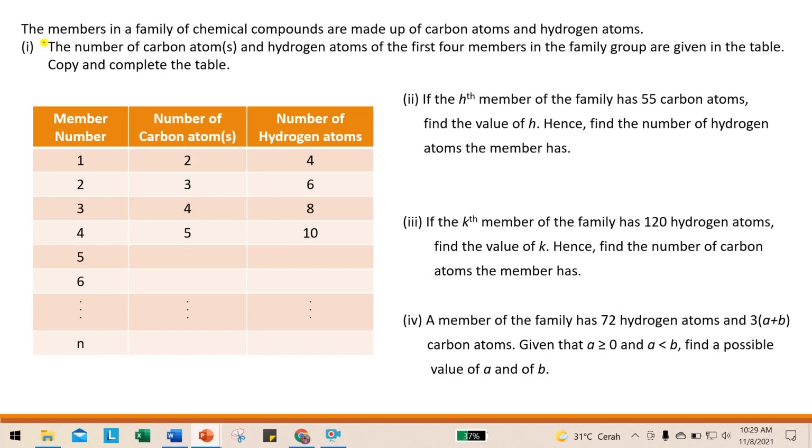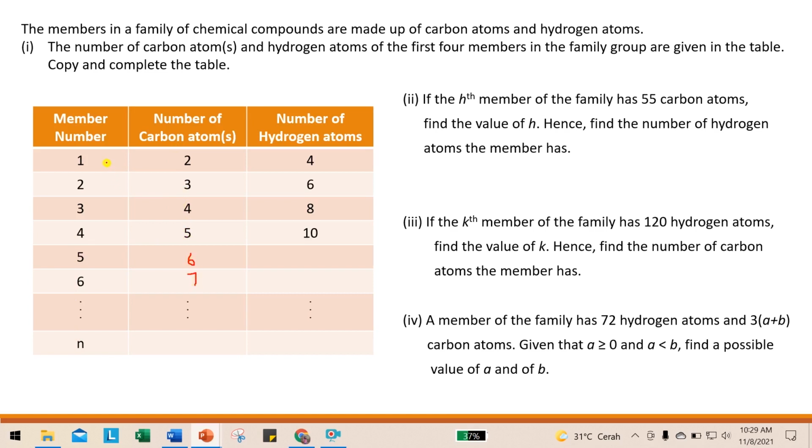The members in the family of chemical compounds are made up of carbon atoms and hydrogen atoms. First, the number of carbon atoms and hydrogen atoms of the first 4 members in the family group are given in the table. Copy and complete the table. The first column is the member number 1, 2, 3, 4, 5, 6. So the general term of this sequence is equal to n. The next column, number of carbon atoms 2, 3, 4, 5, 6, 7.